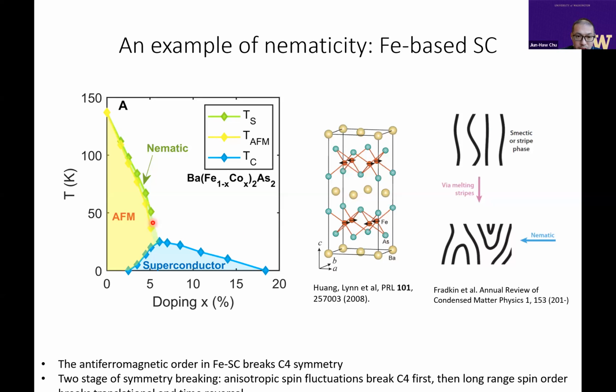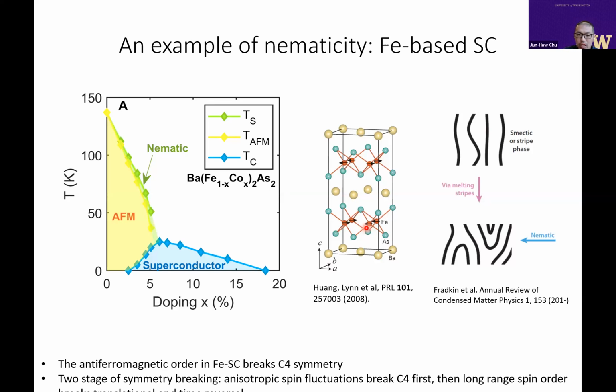But what is very interesting in the iron-based superconductor is that if you raise the temperature, there's actually an additional phase transition above this antiferromagnetic transition. And that phase transition corresponds to short-range spin density or short-range antiferromagnetism, where you no longer have this long-range antiferromagnetic order, but the overall orientation of this short-range antiferromagnetic order is preserved.